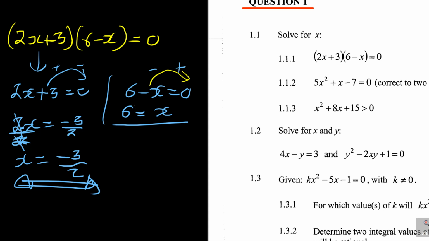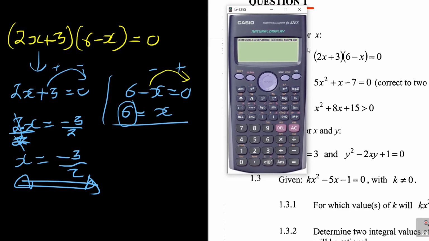I'll just take this one where x is 6. Come and test your answer. Don't leave it like that. What if you just made a slight error? Come here where there is x, put a bracket. Let me take this one, negative 3 over 2. So bracket 2 times negative 3 over 2. Remember, I'm testing. It must give me 0 plus 3.